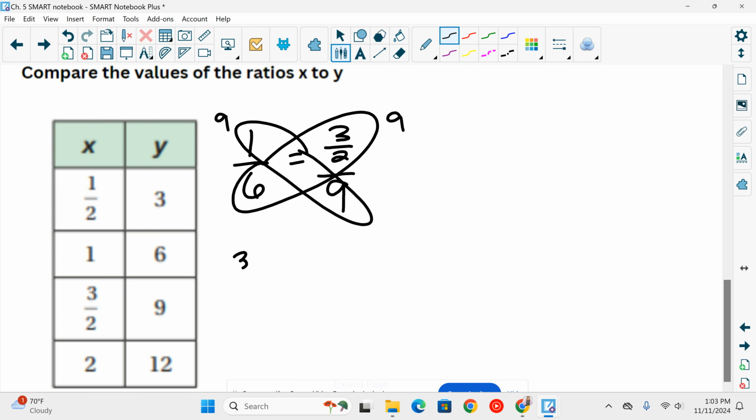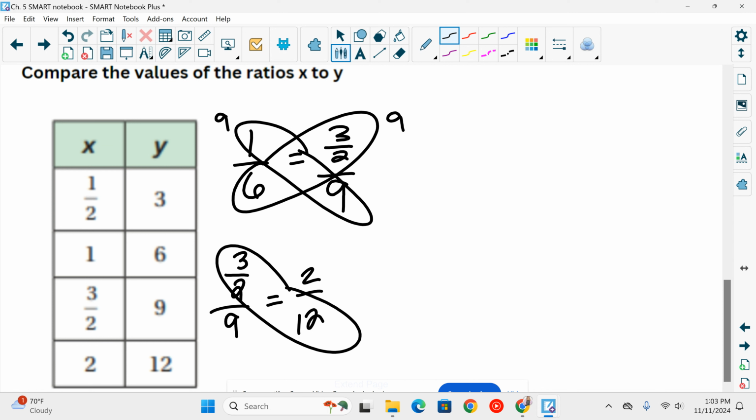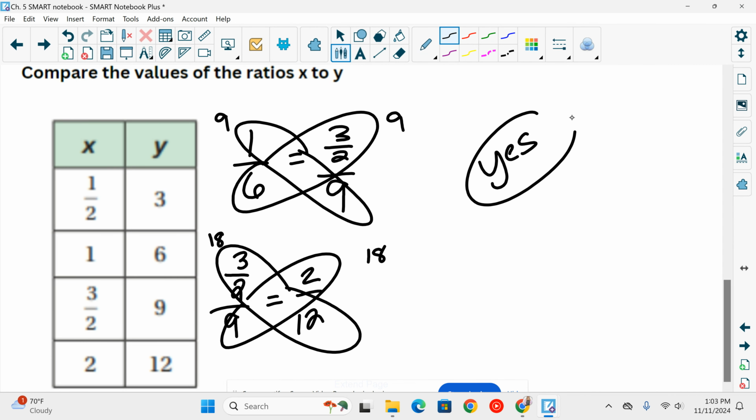Well, then I could test, well, what about 3/2 over 9 to 2 over 12? Are those going to be proportional? Well, what's 3/2 times 12? 18. And 9 times 2 is? So all of them have been proportional. So is this whole table proportional? Yes, it is proportional.